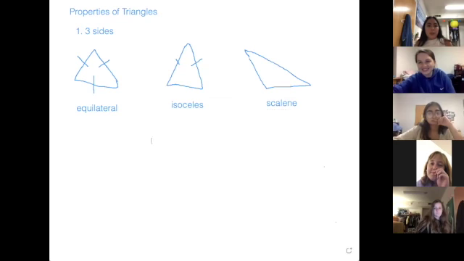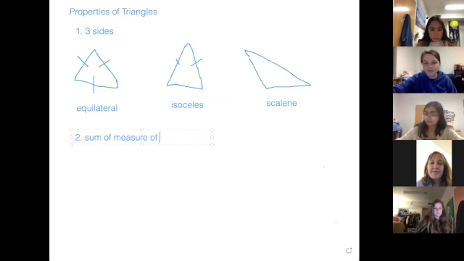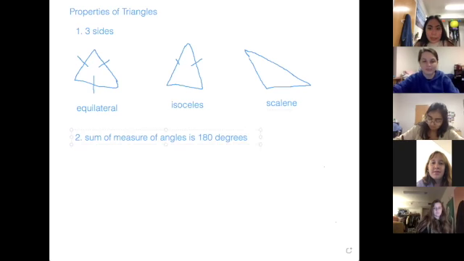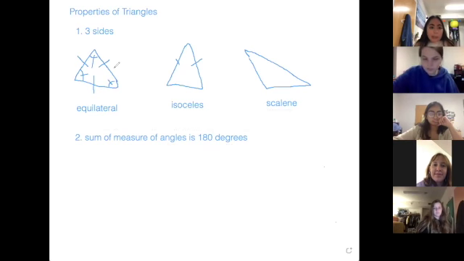So what else do we know about triangles? There's another super important property of triangles, which is that the sum of the measure of their angles is 180 degrees. So let's go back to our three types of triangles. If all three sides are the same, all three angles have to be the same, right? So we can go back to using our little hash marks to show that. So equilateral triangle, three identical sides, three identical angles.